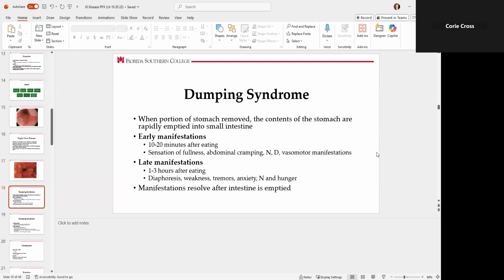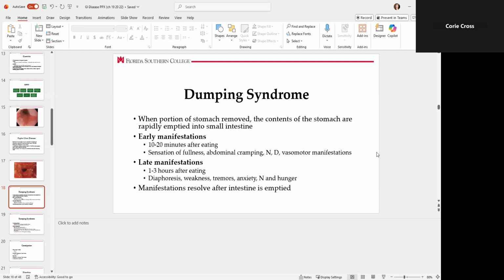With the rapid shifting of fluids and the volume of circulating blood decreasing, the patient may experience weakness, dizziness, rapid heartbeat. These symptoms can occur within 10 to 20 minutes of eating and characterize the early dumping syndrome. Intermediate dumping can occur within 20 to 30 minutes and might be accompanied by abdominal pain, cramping, diarrhea. And then late dumping can occur within 1 to 2 hours.